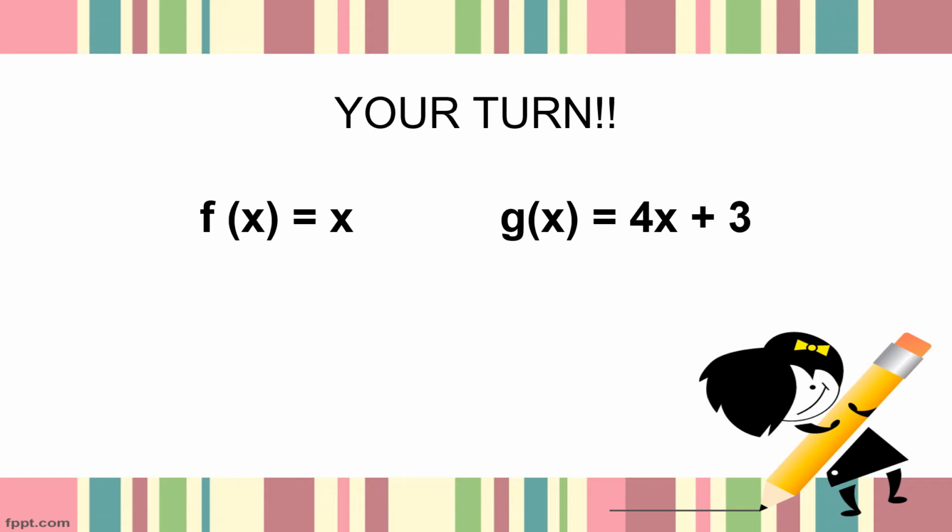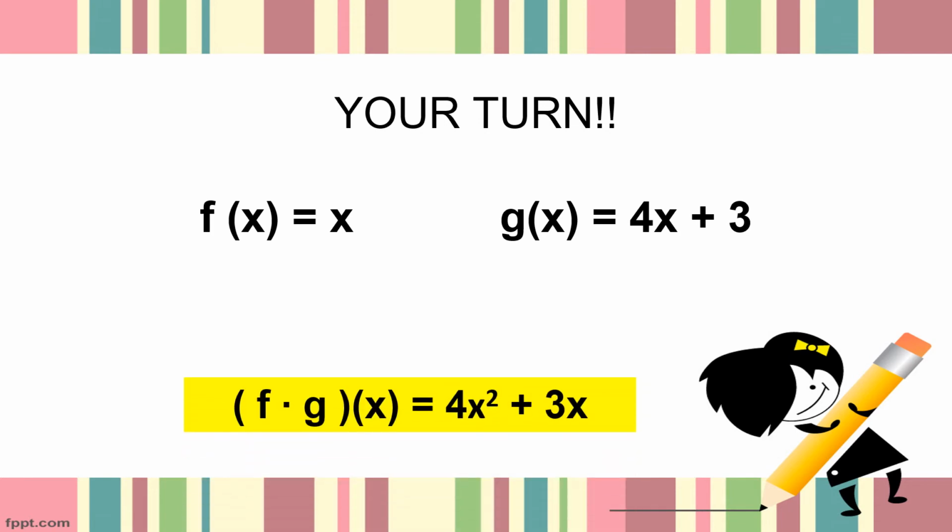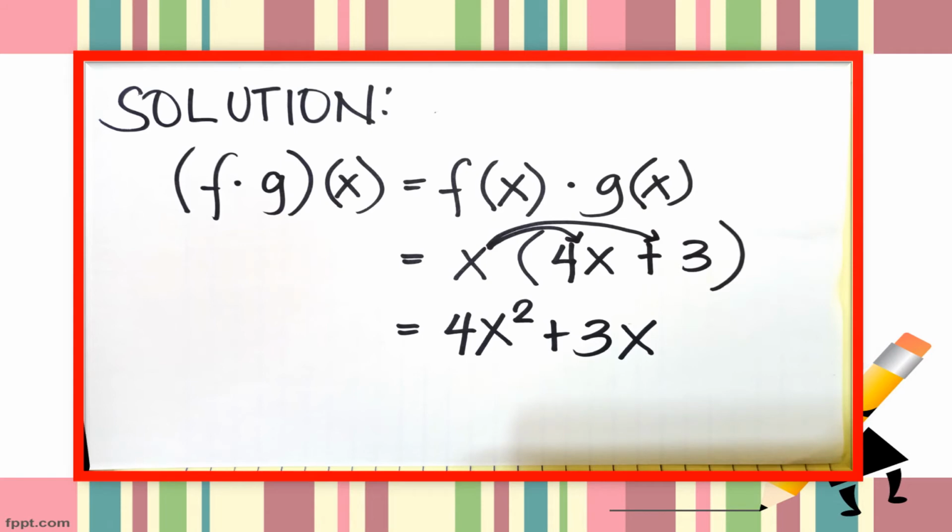Alright, so let us check your answers. So we have here, the answer is 4x squared plus 3x. Okay, so this is the solution for the first activity. Ayan. So, monomial by binomial. So, you will use the distributive property. Okay. So, first is multiply x to 4x. That's why we got 4x squared. Second, multiply x to positive 3x. That's why we got positive 3x.